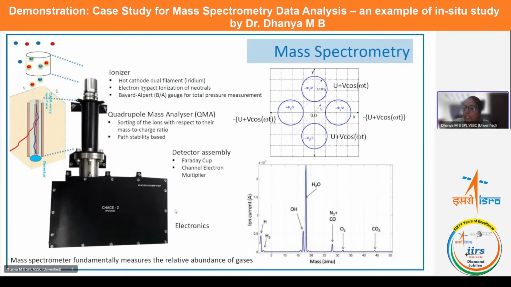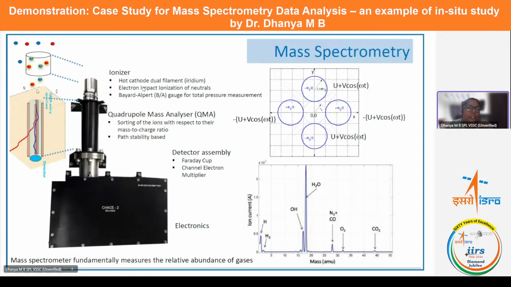Now, this is the detail of the technique, where we can see more details of the ionizer, which is zoomed in here. The ionizer consists of a dual filament. Two filaments are there, which emit electrons that impact the neutrals and generate ions. And the Bayard-Alpert gauge measures the total pressure. So this all happens here.